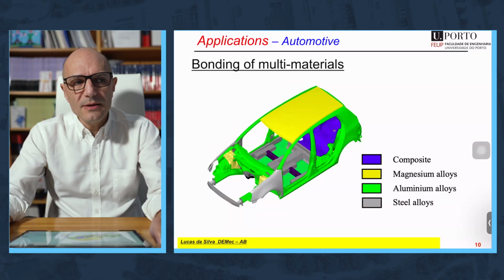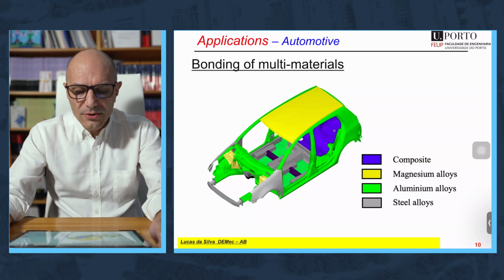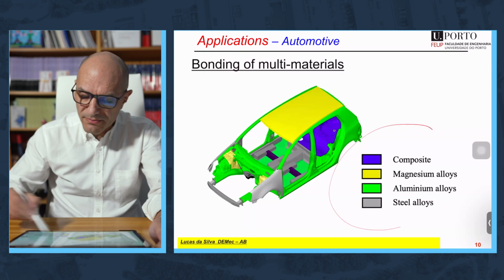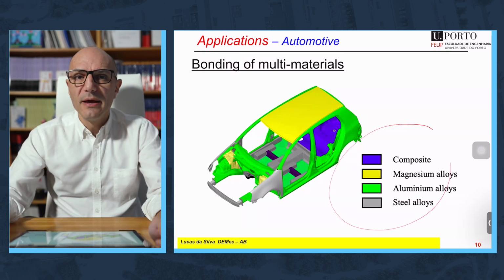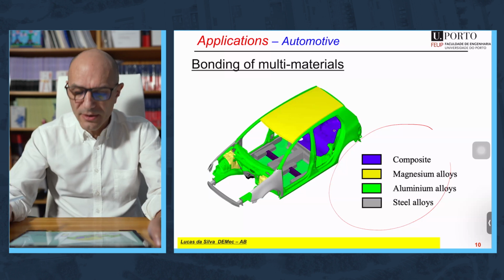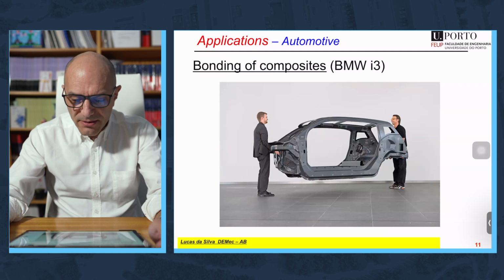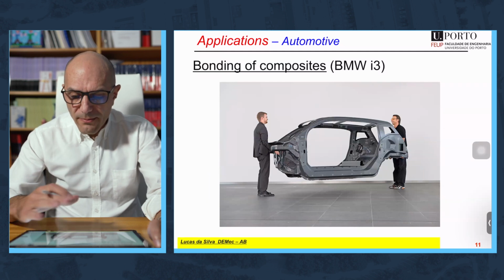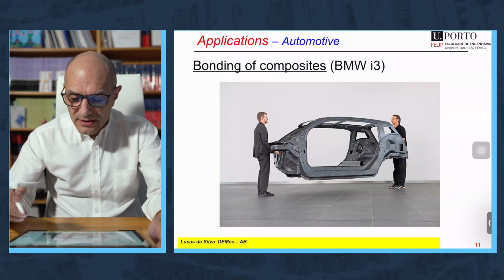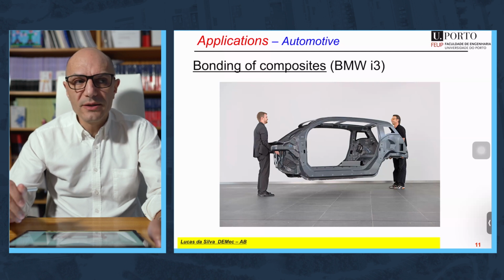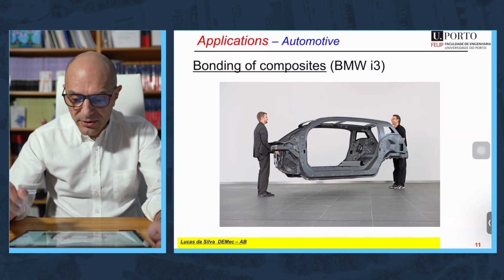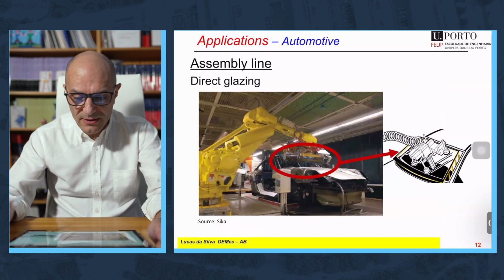Another situation that you have in cars is that you need to bond different types of materials: composite, magnesium alloys, aluminum alloys, steel, and the adhesive can compensate very well for differences of thermal expansion and give you a sound structure. Here a very funny example where you have a structure made only of composite. All the parts were joined together with an adhesive, a two-part polyurethane, not very stiff, so that there is no delamination of the composite.